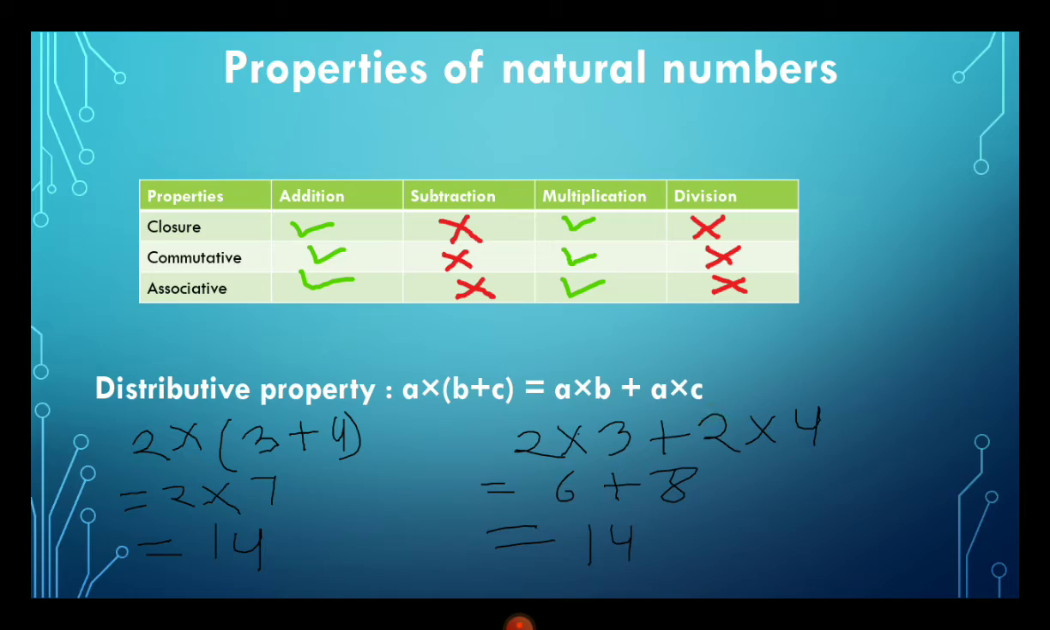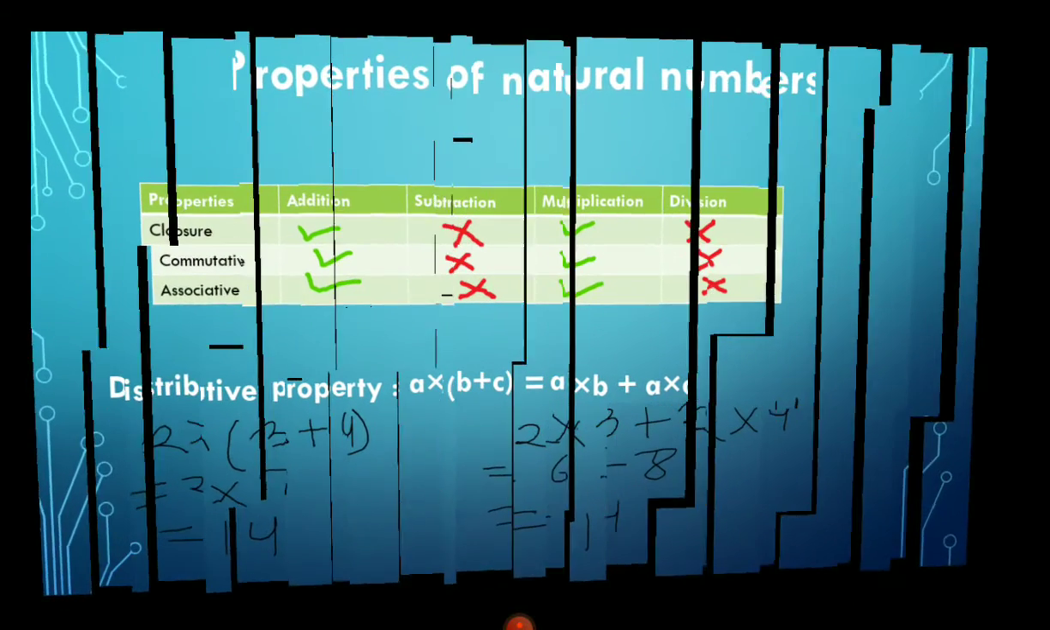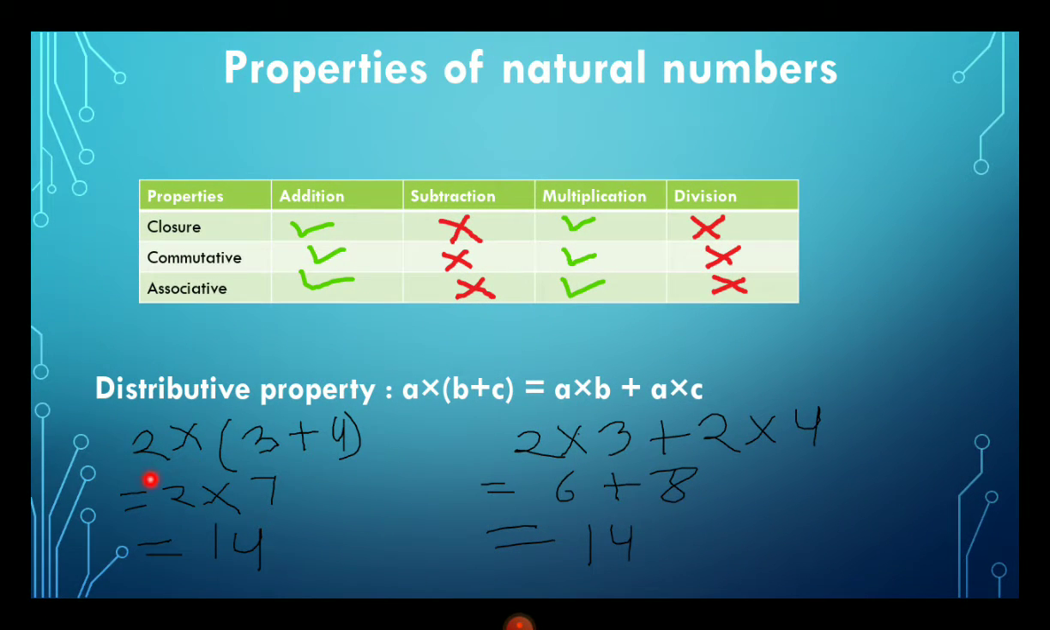Let's look at an example. 2 into (3 plus 4) is equal to 2 into 7, as 3 plus 4 is 7, which gives us 14. And 2 into 3 plus 2 into 4, which is 2 times 3 is 6 and 2 times 4 is 8, which gives the result as 14. You can also do such examples.